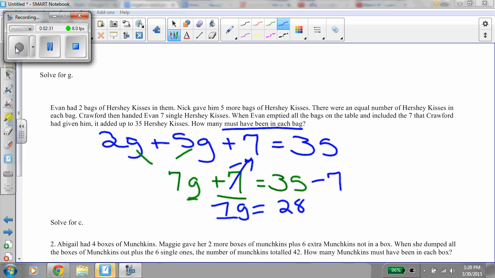I am going to divide each side by 7, because 7 divided by 7 is going to give me that 1G, and 28 divided by 7. So I'm going to have G equals, and then 28 divided by 7 is 4. So in those bags, there were 4 Hershey Kisses in each bag.